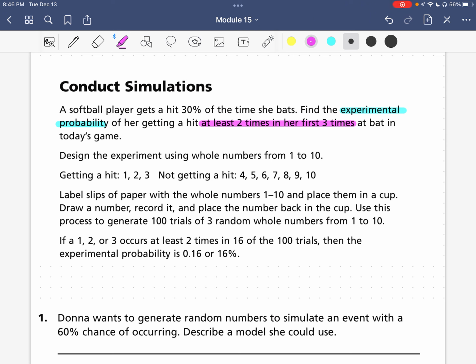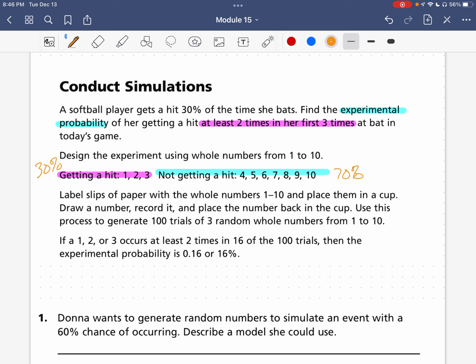So design the experiment using the whole numbers from 1 to 10. So here getting a hit would be 1, 2, and 3. That would be that 30% that we were talking about. And then here we would have our 70% on the side. So label slips of paper, and again, you could really try this. Pause the video, go get a piece of paper, get a little cup. Label the slips of paper with whole numbers 1 through 10, because we're really going to try this.